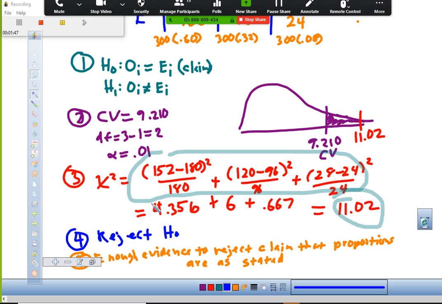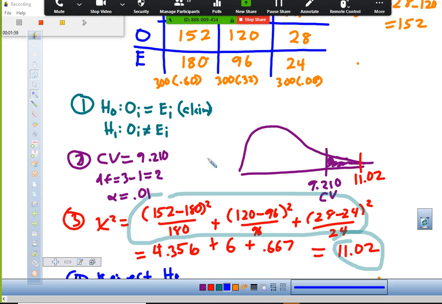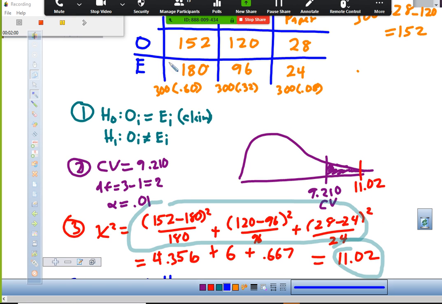So incidentally, you have to write this out on the exam. There's only going to be 3 or 4 of them. You need to write them out, or else you will not get full credit. You're going to lose a bunch of points on this one. So just write it out. My 152 minus 180 squared divided by 180. 120 minus 26 squared divided by 96. 28 minus 24 squared divided by 24.